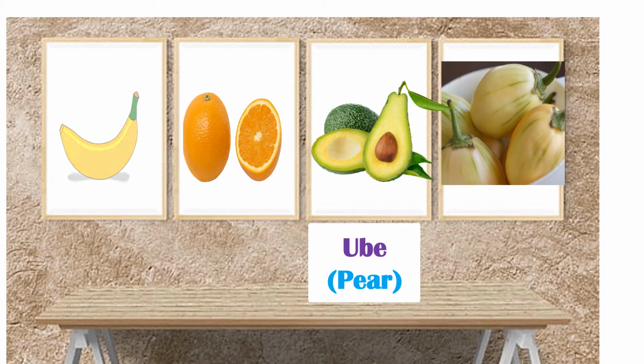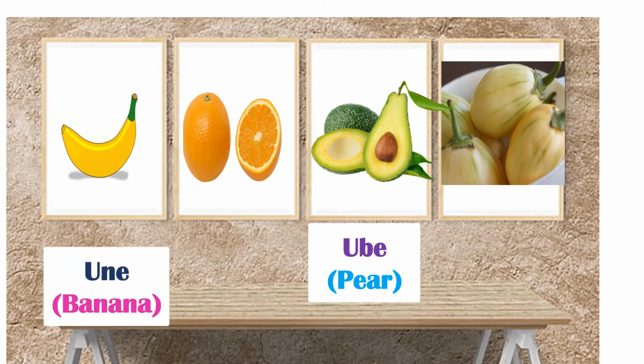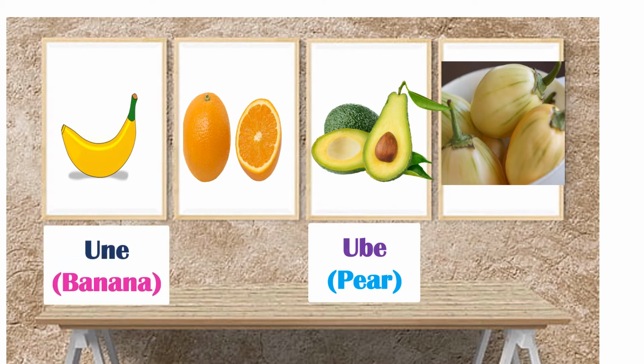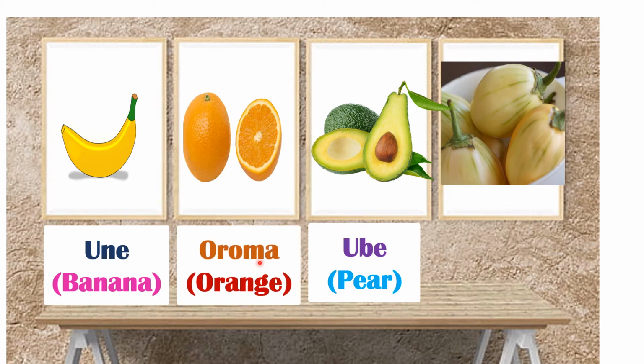So the first item we have on the slide is banana. Banana bụ une. Nke ọzọ bụ orange. Orange bụ oroma. Then ube. Ube bụ pear. And in this case, because we have different species of ube, this is avocado pear. So it's called ube oyibo as the English pear.